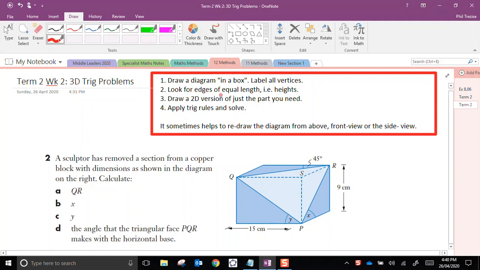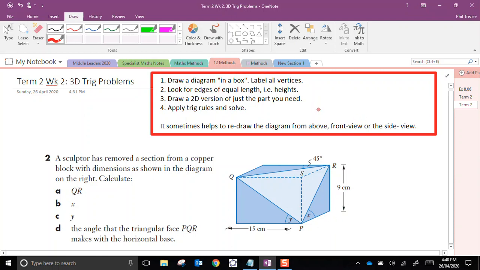Now look for things which are equal length, in particular heights. So we've got the height here at this side of this is 9. Because this is a rectangular prism, I could be quite justified in saying that length SP is also 9, and Q down to this unnamed vertex would also be 9. So that's interesting, and it could potentially be quite helpful.